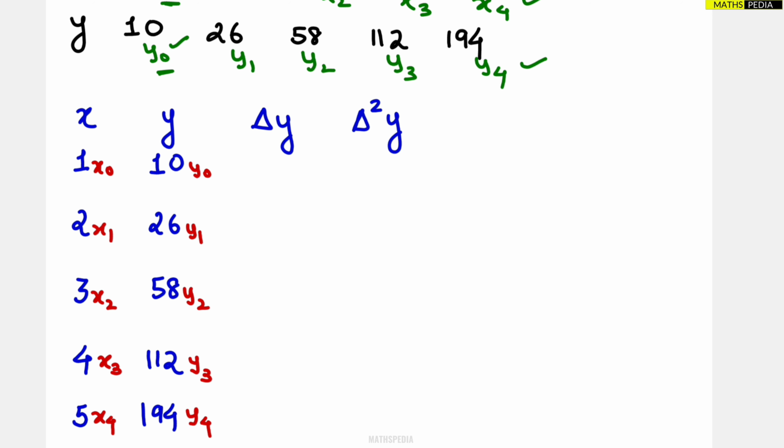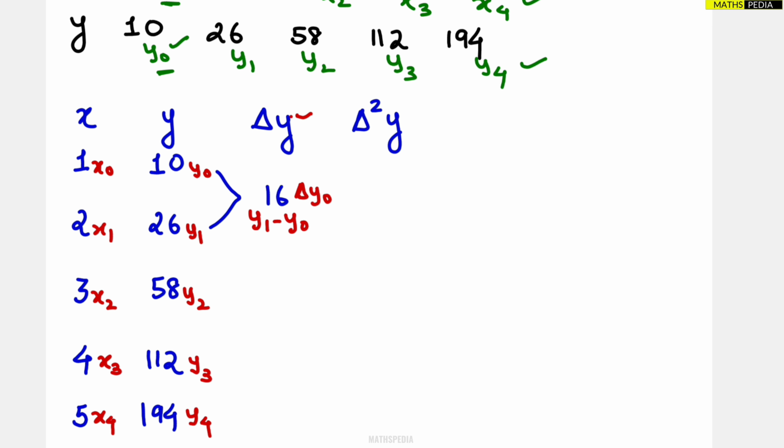Now how to form the delta y values? That means first forward difference. Very simple. The difference between first two values of y, we have to focus on y column only. So what is the difference between these two? 26 minus 10, it is 16. Okay. So what I have done here, that is very important. That means I have subtracted y1 minus y0. The second one minus first one, 26 minus 10, not 10 minus 26, remember that. So y1 minus y0 will give you the answer 16, and this will be represented by delta y0.